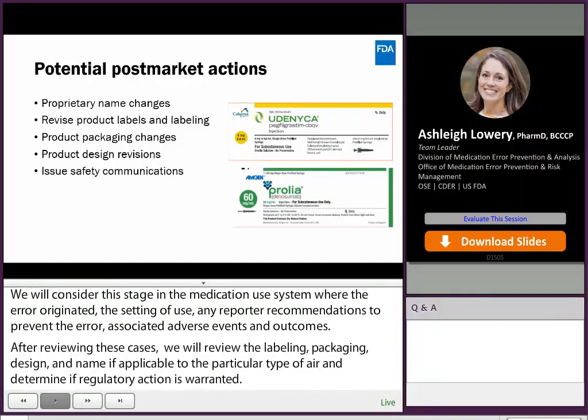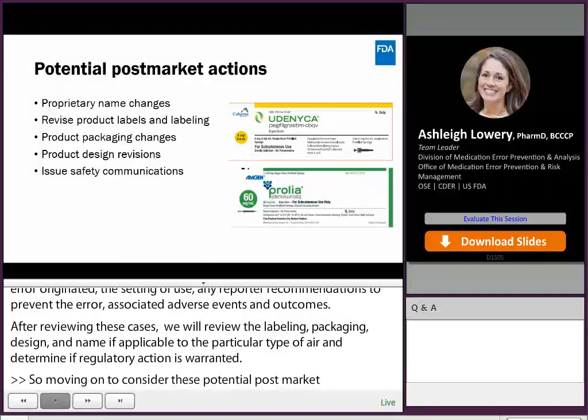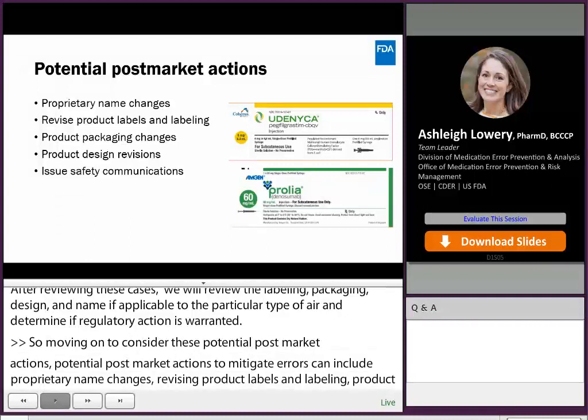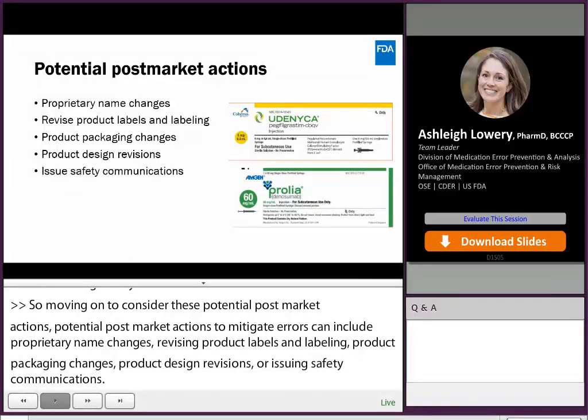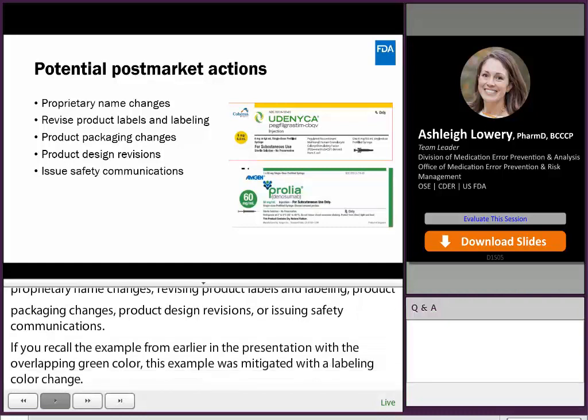So potential post-market actions to mitigate medication errors can include proprietary name changes, revising product labels and labeling, product packaging changes, product design revisions, or issuing safety communications. So if you recall the example from earlier in the presentation with the overlapping green color, this example was mitigated with a labeling color change. So you can see on the right in the images that Udenyca is revised to use a yellow coloring on the carton compared to the previous green color, which better differentiates it from Prolia.